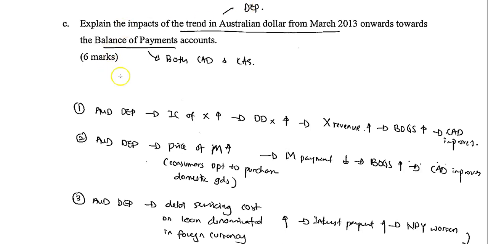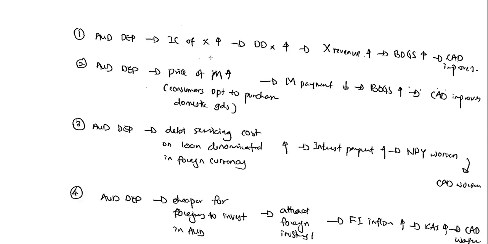How does it affect the balance of payments? Balance of payments includes both CAD and KAS. So if the question asks you this kind of statement, what you need to know is you must explain the depreciation's effect on CAD as well as on KAS, the balance of payments account as a whole. Okay, so back to CAD. The first account that I've got is the balance of trade. So I start with the first one.